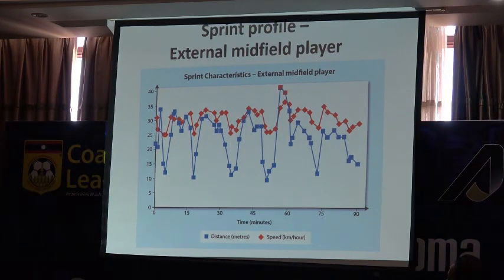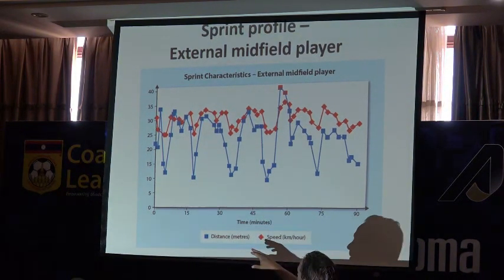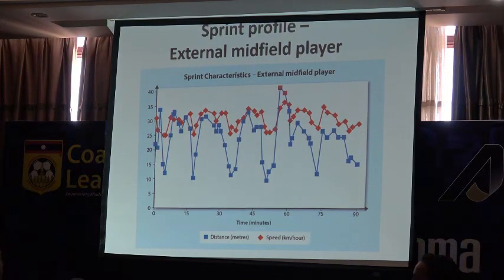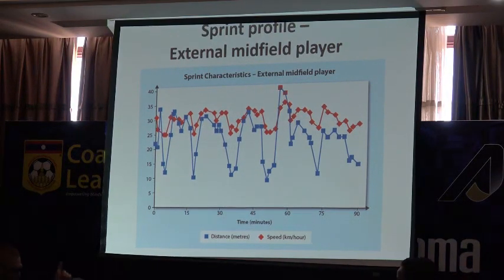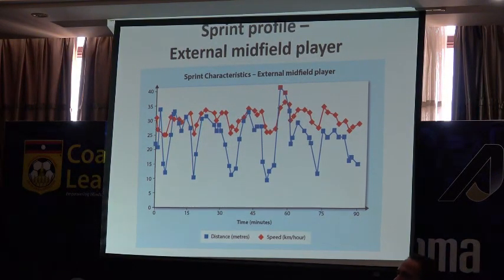So you have the distance covered in each sprint that the player is doing. Those are the blue squares. And then the red diamonds are showing the speed attained in each sprint. So just to remind ourselves that if we train for the game, to perform in the game, these types of analysis are important on how we can individualize the speed training.